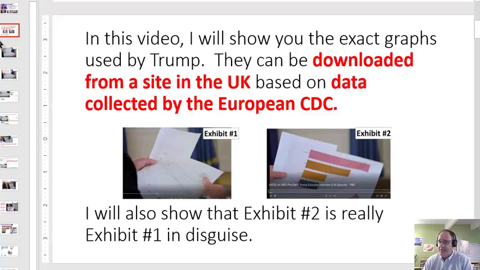So Trump has access to his task force. Trump has access to the US CDC, although he's trying to cut the CDC, it seems, out of the process. And the best they can do to prepare him for this interview is to download some publicly available imagery from across the pond. I'm also going to show you that these two graphics are actually the same. One of them is just a small subset of the other.